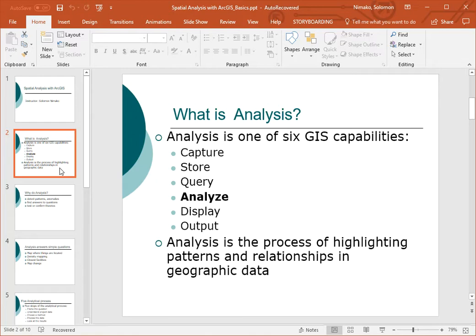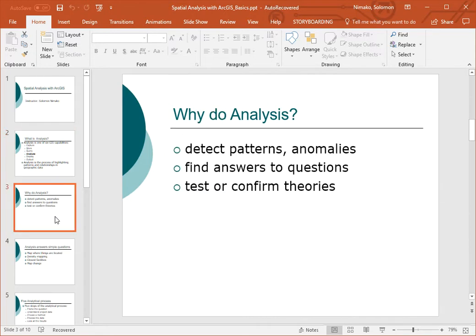So what does analysis really do for us? It's a process of highlighting patterns and relationships in our geographic data, pretty much trying to reveal trends and patterns in data that the naked eye cannot really see. And that is what analysis is about. So analysis is pretty much trying to say we want to find out patterns. So we want to find an answer to questions, or we want to test and confirm theories. So all those form some basis for why we would do analysis.